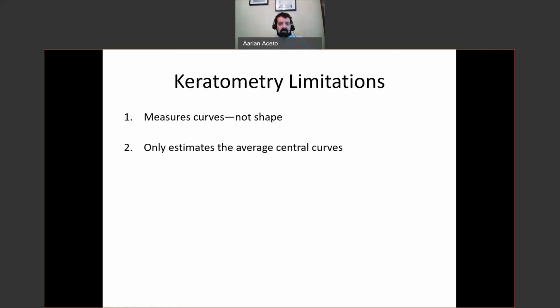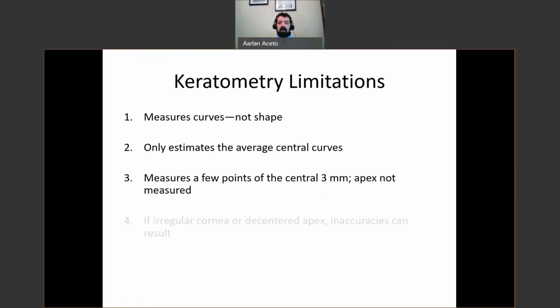It estimates the average central curves. It's not exact. It measures only a few points of the central 3 millimeters. It's not the apex and it's not the periphery. It's about a 3 millimeter circle, and it's measuring right at that point.